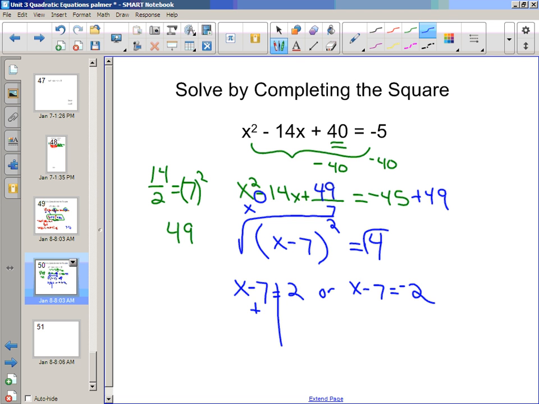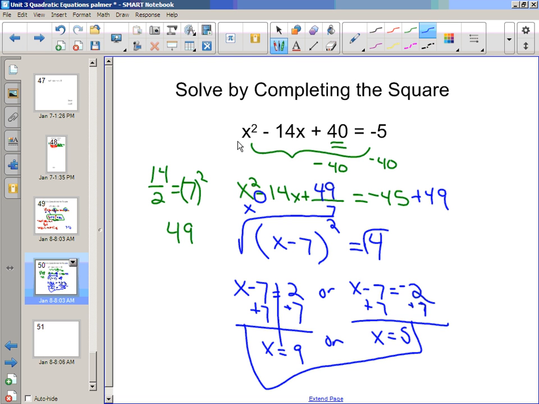So add 7 to both sides. X equals 9, or no, x does not equal negative 9. A lot of students will think that, but no, be careful here. So add 7 to both sides over here, and you get x equals 5. So your solution to this quadratic equation is x equals 9 or x equals 5. And you solved by using the process of completing the square.